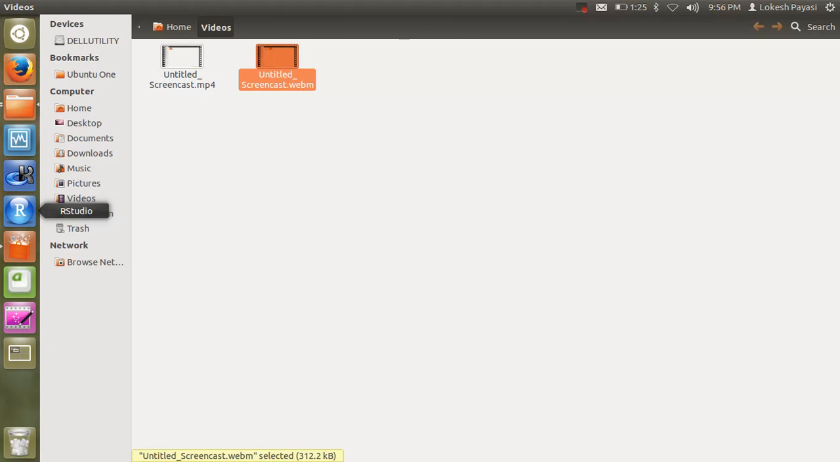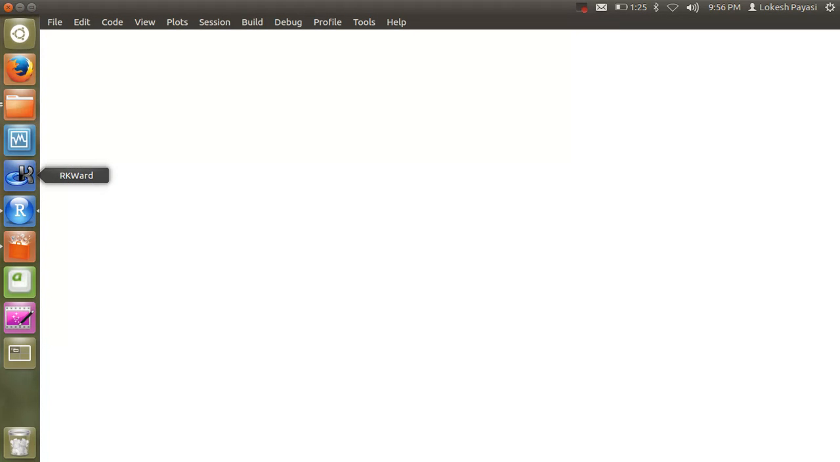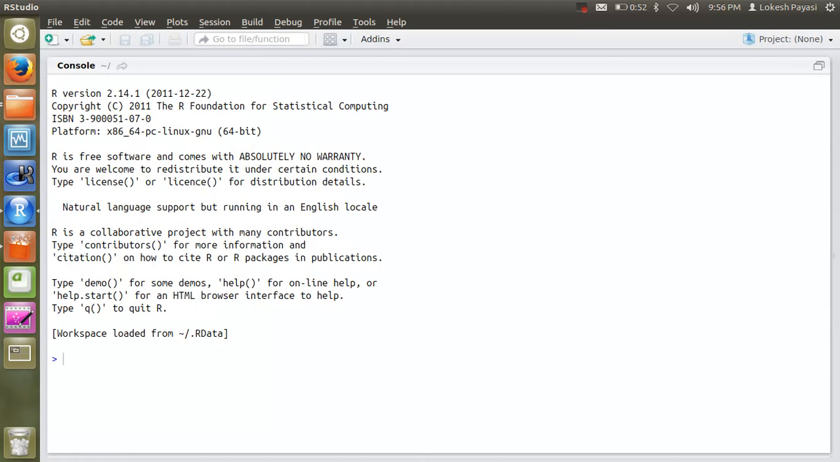That is maybe enough for inferential statistics. We are going to do some coding for this also. For coding, I am going to use RStudio. You can use simple R also. Let me start RStudio. So here you can see the console. I'm writing in the console only, not writing any script.